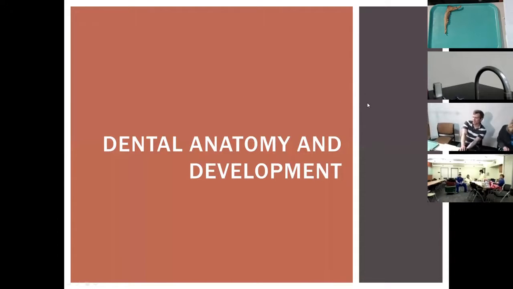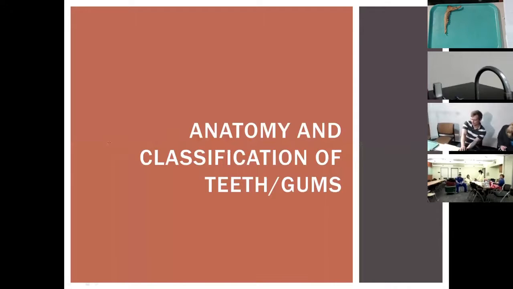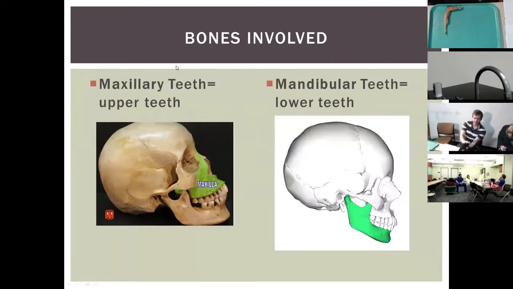So we're going to start by talking about dental anatomy and development. We have just the basic anatomy first. The first thing you have to know about dental anatomy is the bones that the teeth are actually a part of. So you have two primary bones that hold your teeth.